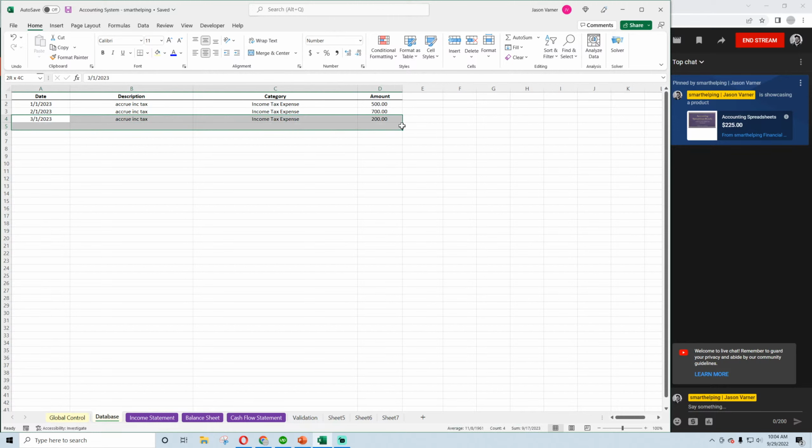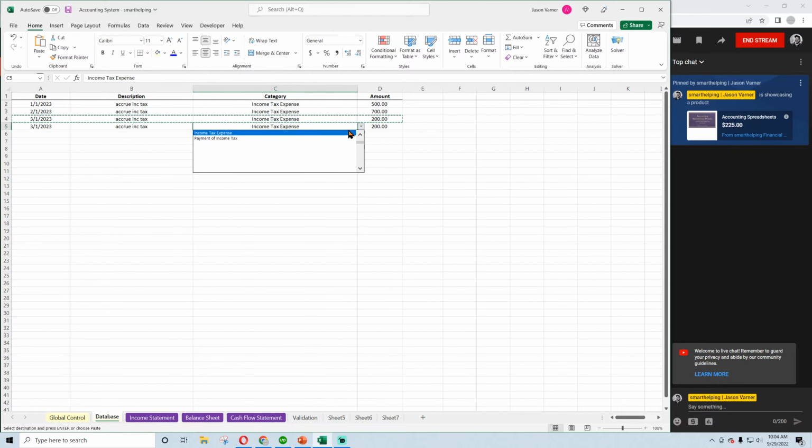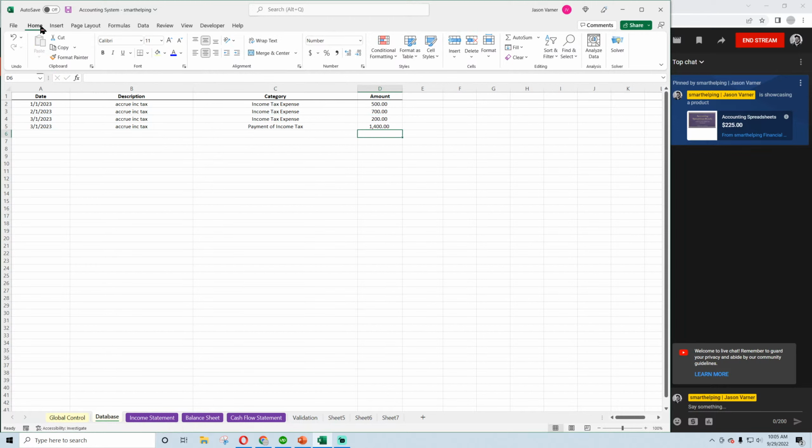And then let's say in March you're going to pay these. You would do payment of income tax. Let's say it's 1400. Now the question is, if you're accruing here and then you're paying, what if the accrual differs? Well, I guess the adjustment happens at the end of the year. That's different. So 1400. Yeah, I think this is good enough to get us to a point where we can just say, okay, here's your expected income taxes you're accruing.